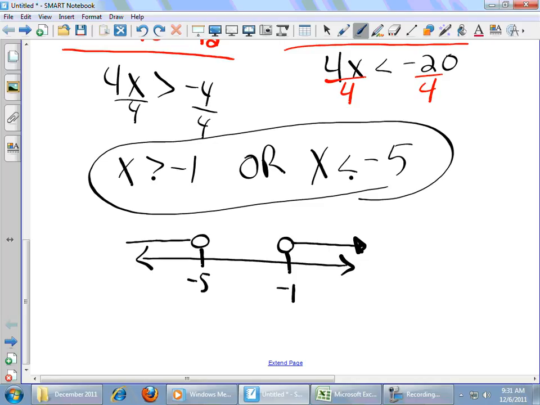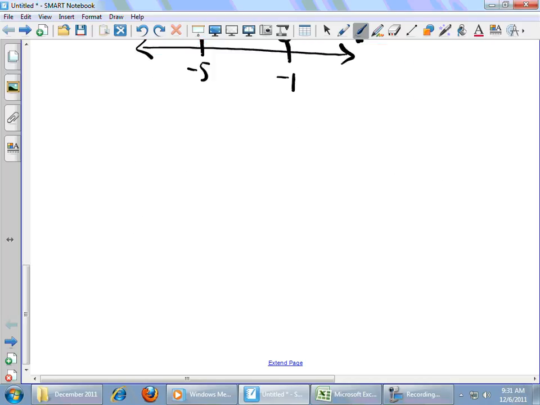That means I will take the numbers less than negative 5, which are to the left of negative 5. And there you go. It's just that easy. The trick is you got to remember that there's two parts. Did I mention that there were two parts? You know what? There's two parts.